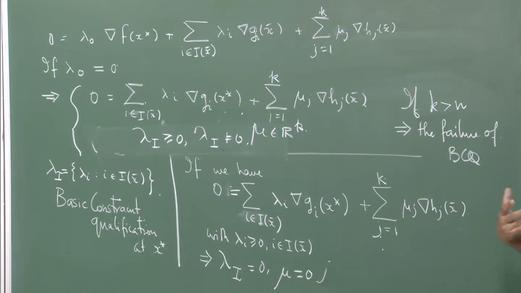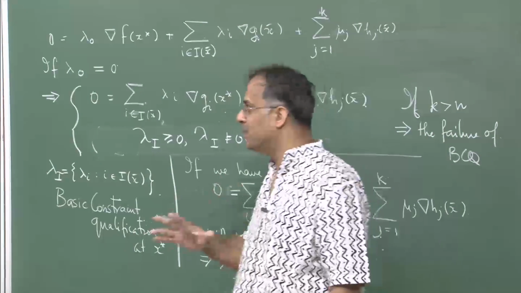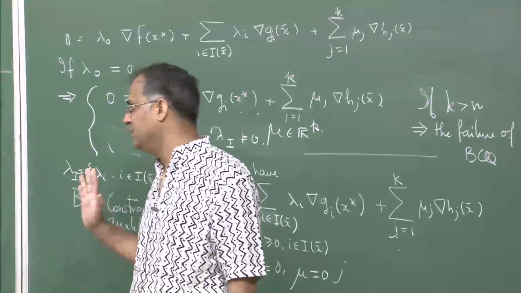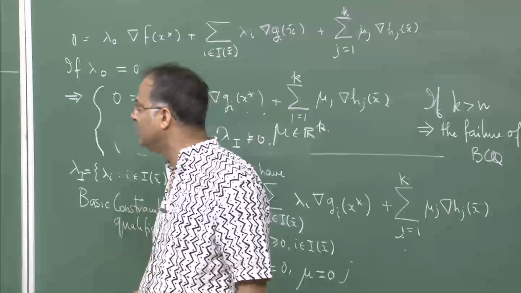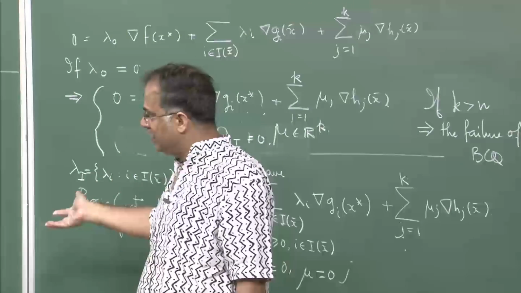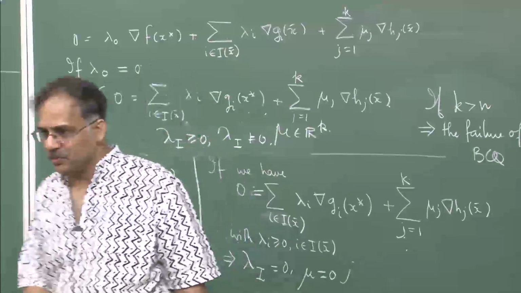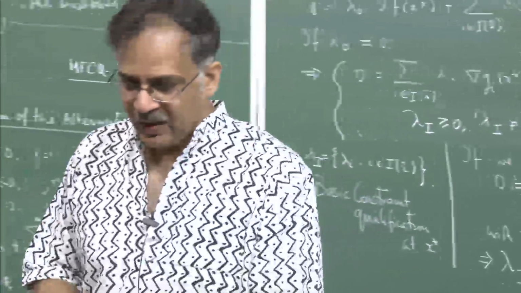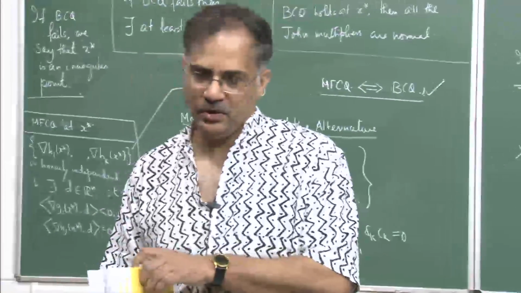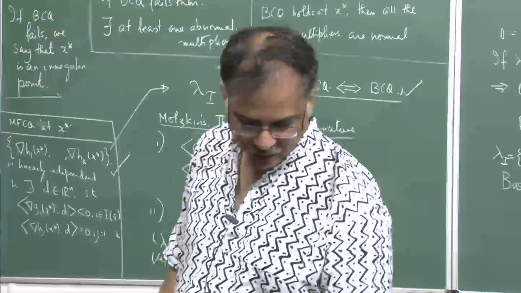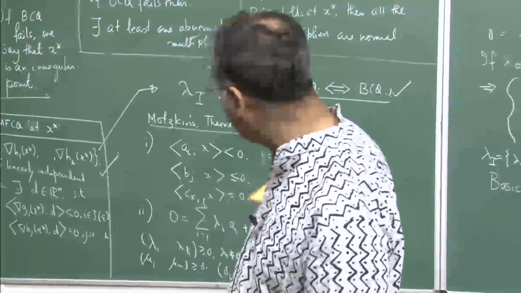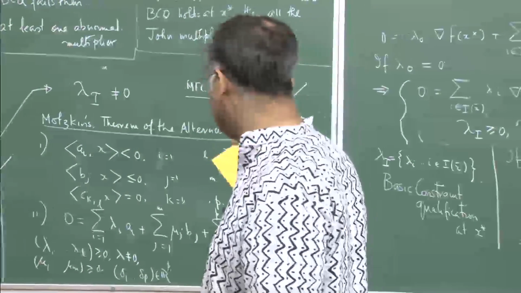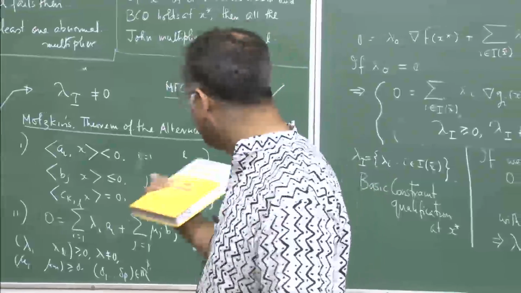In the next class we will prove that for every linear programming problem, which is for us a very important class of problems, the multipliers would always be normal; it can never be abnormal. And then we will go on to the study of the quasi-Newton method using the knowledge of constrained optimization that we have got today. But it is very important to note the relation between BCQ and MFCQ through the Motzkin alternative theorem.